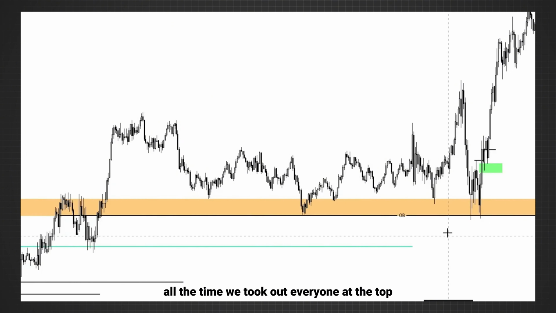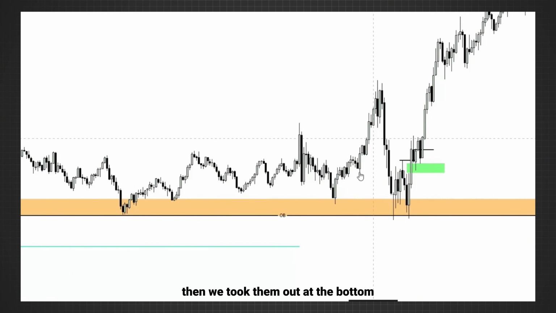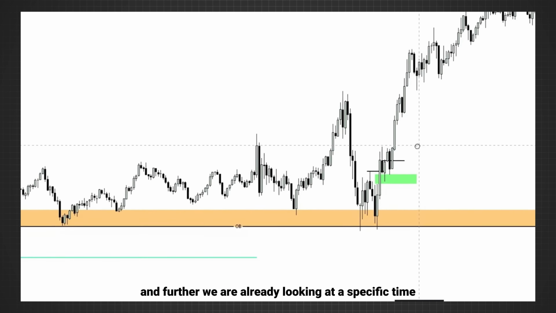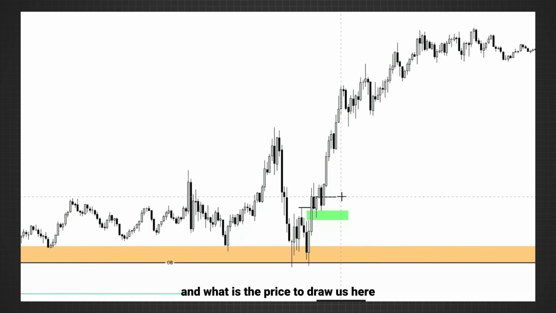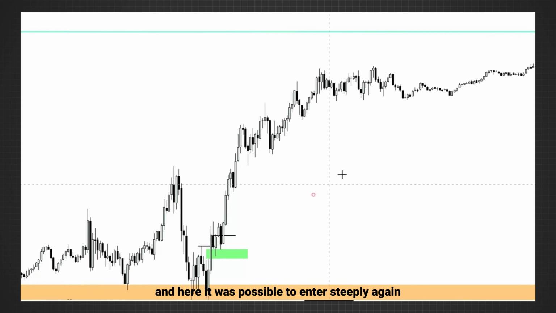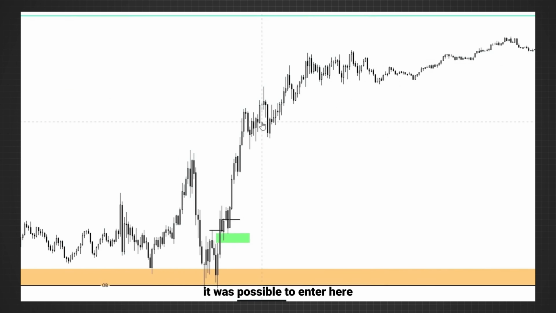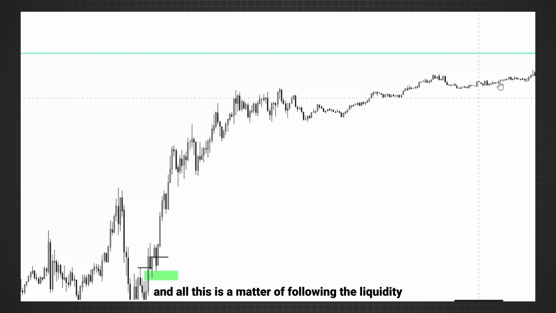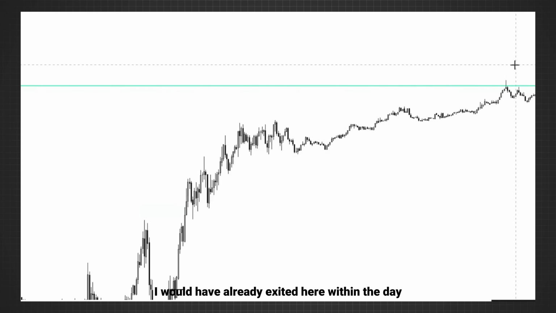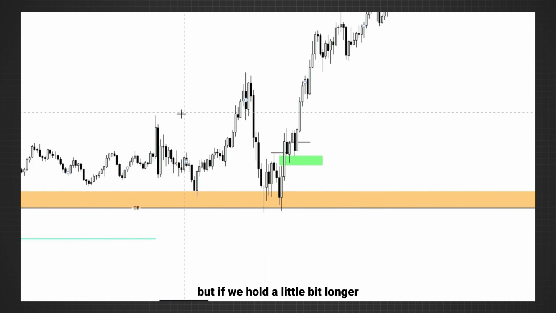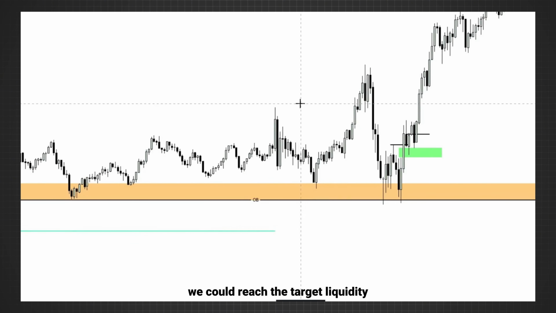We took out everyone at the top, then we took them out at the bottom. And further, we are already looking at a specific time. And what is the price going to draw us to here, in principle? And here it was possible to enter steeply. Again, it was possible to enter here. And all this is a matter of following the liquidity. In principle, I would have already exited here within the day, but if we hold a little bit longer, we could reach the target liquidity. And there are many such examples.